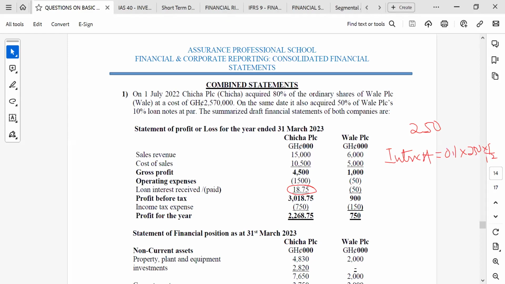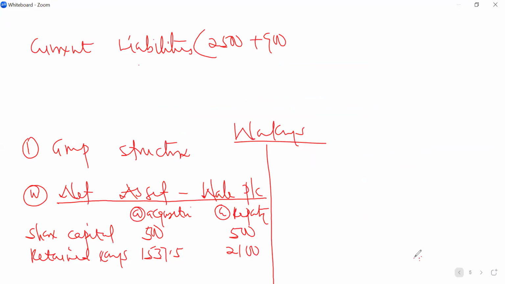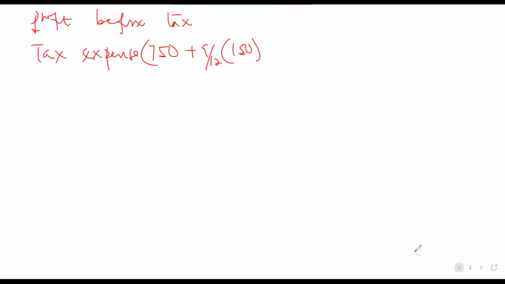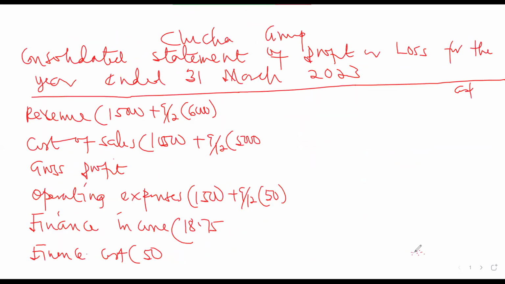is the interest from the subsidiary, which should not be possible. So we reverse the interest received and the interest paid also. So the 18.75 will not be received by the parent, because you can't be having investment in your own loan notes. So you are paying the loan note back. So we cancel it from the finance income of the parent over here. This will go.